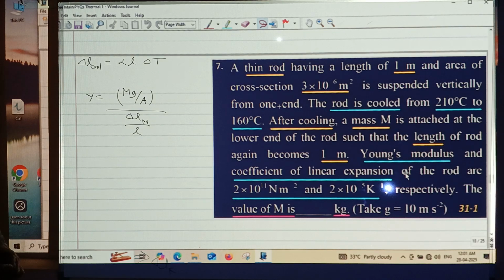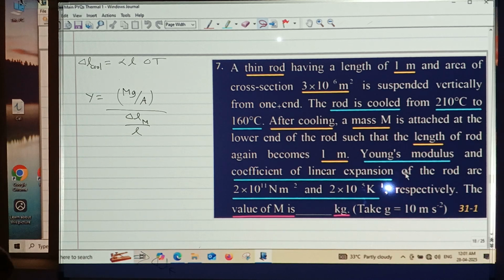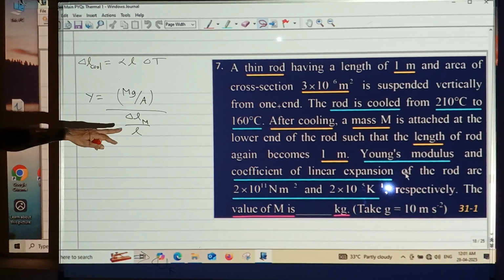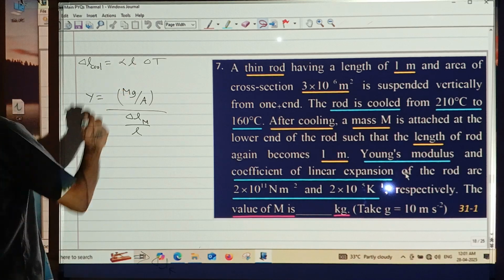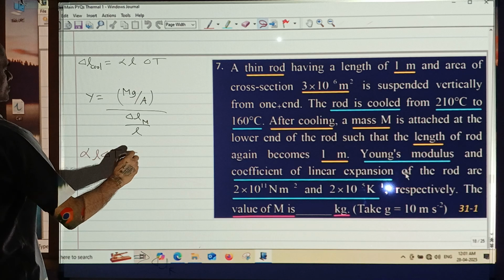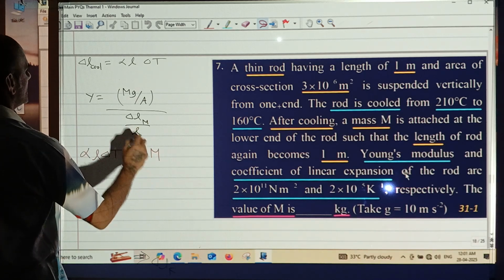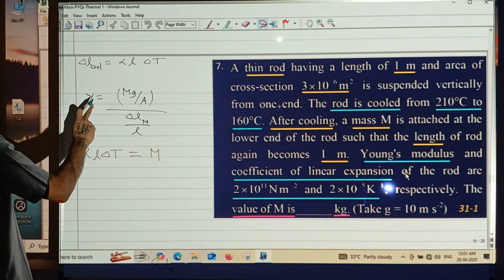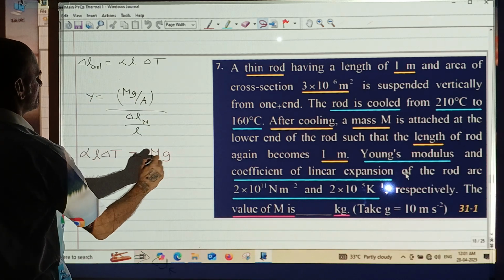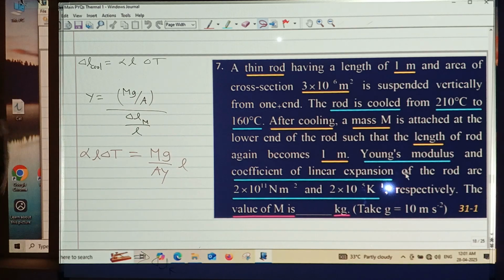Okay, since the total change in the length is 0, because its length is unchanged, delta L due to cooling and delta L due to this mass M should be equal. So this alpha L delta T, which is the change in length due to cooling, should be equal to delta Lm, which is, take this thing here, bring this Y down, so we'll get mg by AY, and A will go up. So these two should be equal for the net change in the length being 0. So L can be cancelled.